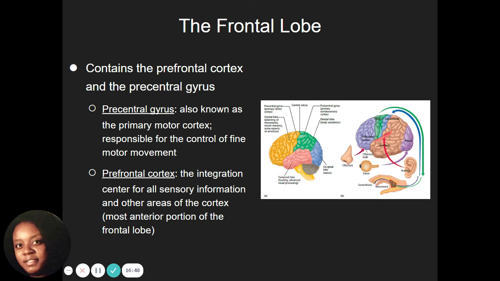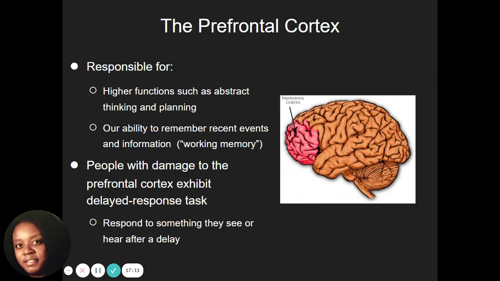The frontal lobe contains both the prefrontal cortex and the precentral gyrus. The precentral gyrus is also known as the primary motor cortex. It's responsible for the control of your motor movement, and the prefrontal cortex is responsible for your sensory information and your thinking ability. Also with planning and higher level thinking, your working memory, those are all parts of the prefrontal cortex. Anytime people have had prefrontal cortex damage, they might give delayed responses. They may take a lot longer to think.